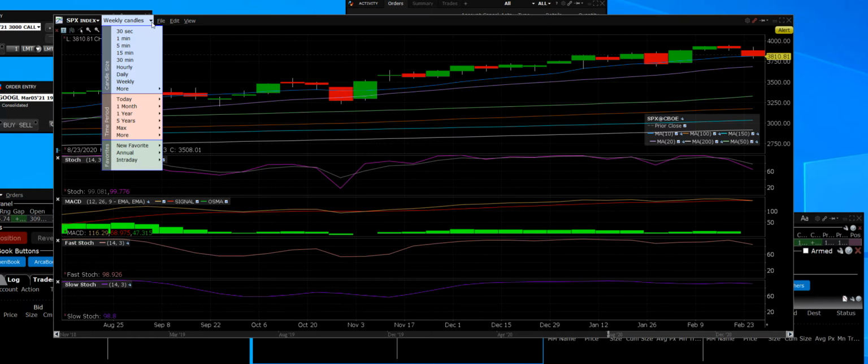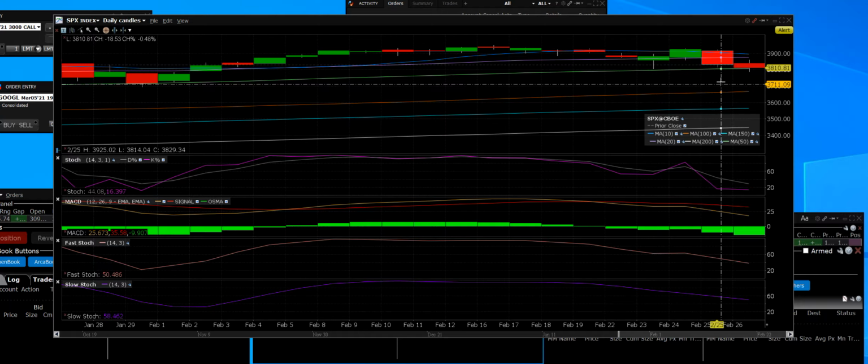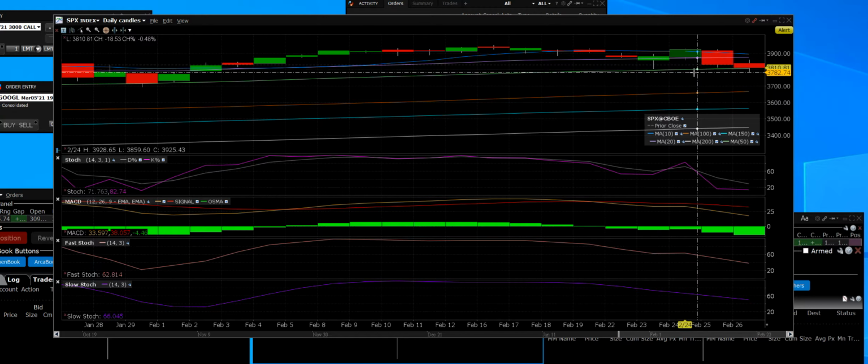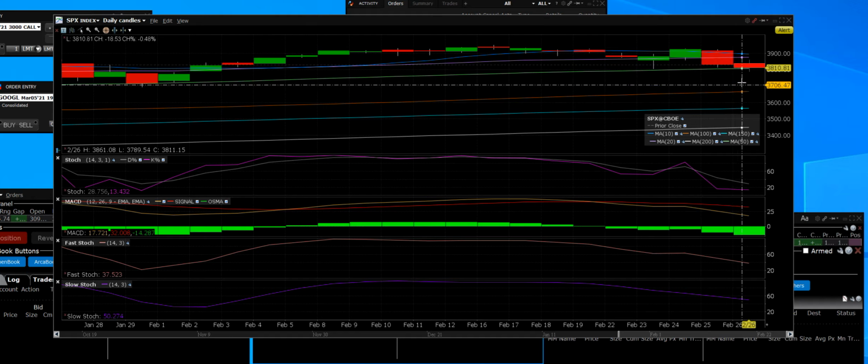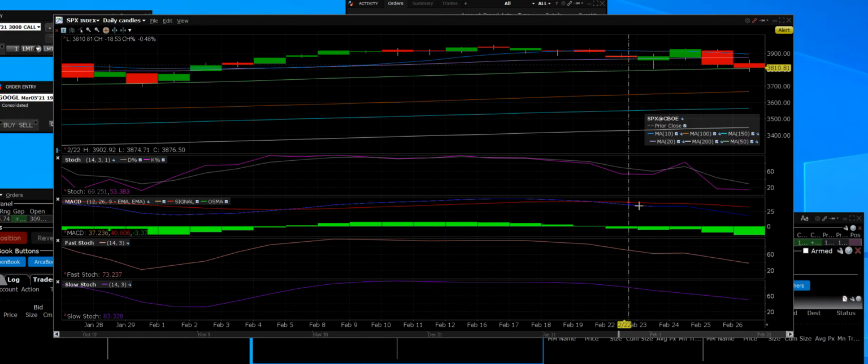Let's take a look at the daily on the S&P. When you look at the daily, you're testing the 50-day moving average right now. You broke below the 10 and the 20-day simple moving average, and you've had a 1, 2, 3, 4, 5-day sell signal that started on 2/22. And the high was 3,902 at the time when that happened.